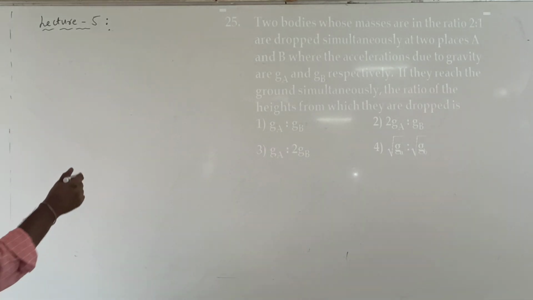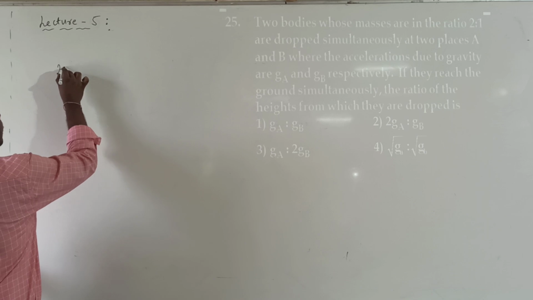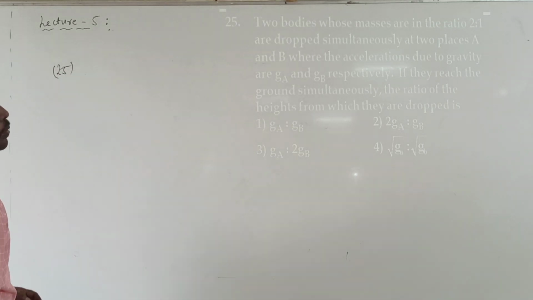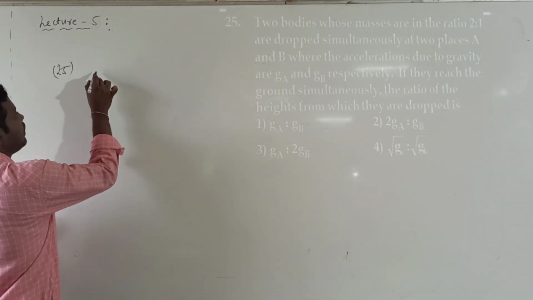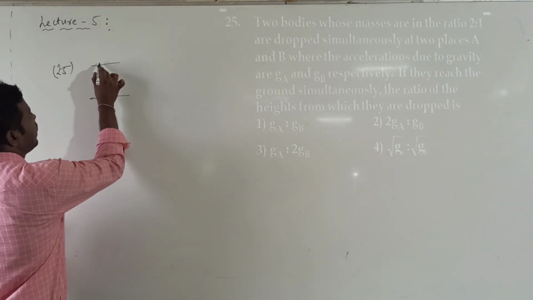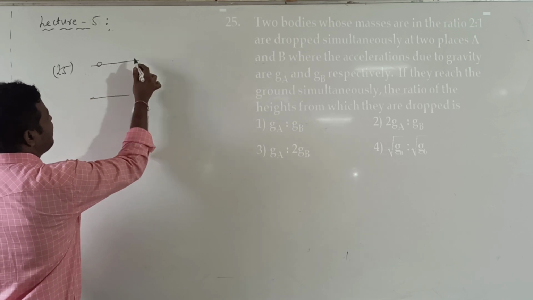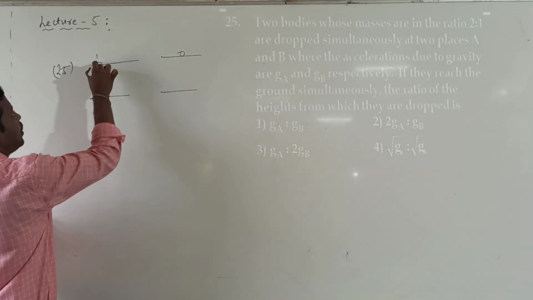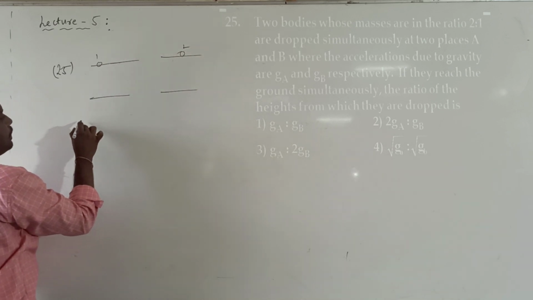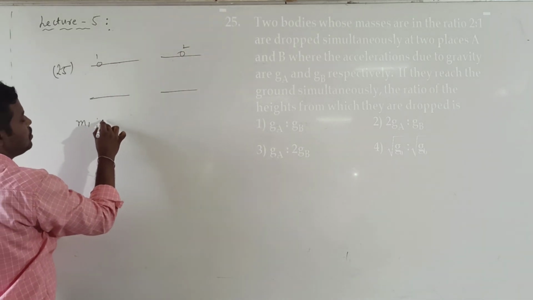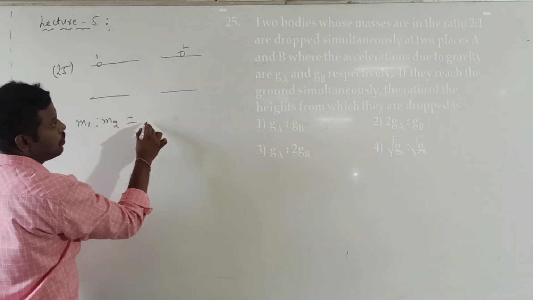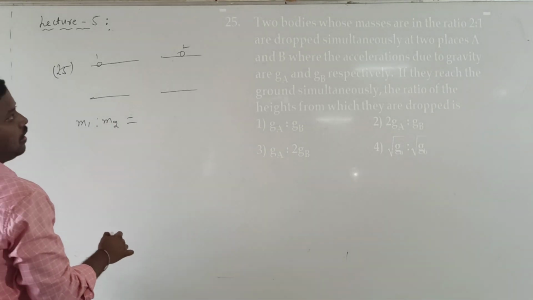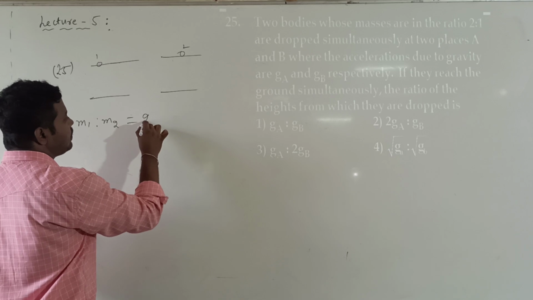What is this question? The 25th question. Two bodies whose masses are in the ratio 2:1. Two bodies are dropped from two different places. The places are not the same, so here one place, here one place: first body, second body. The two bodies' masses are given, so m1 to m2 is in the ratio 2:1.